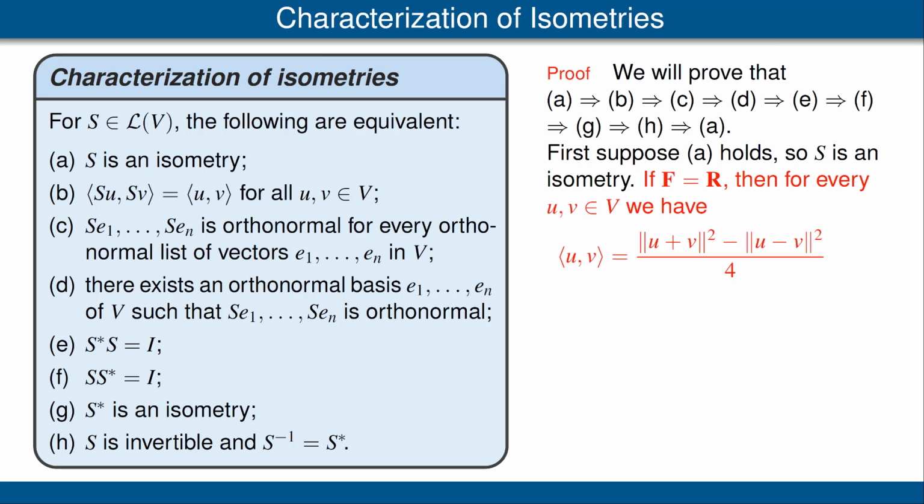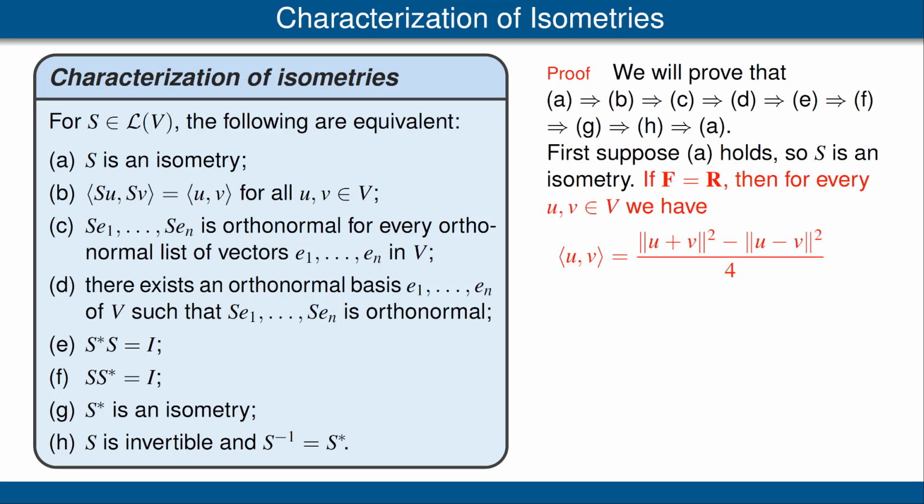So suppose F is the set of real scalars. For every u and v, we have the following formula for computing the inner product. The proof of this is obtained by simply expanding the right-hand side using the usual rules. For example, write the norm of u plus v squared as the inner product of u plus v with u plus v, and expand, and you'll see that this is true. This does require the scalar field to be real, because at one point in the proof of this, we need to interchange the inner product of u with v to have that equal to the inner product of v with u.